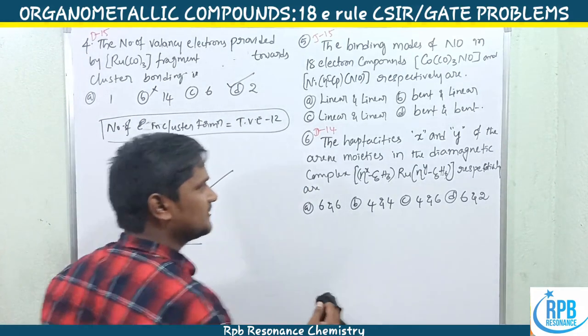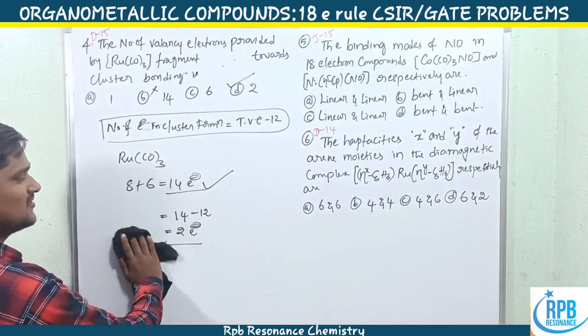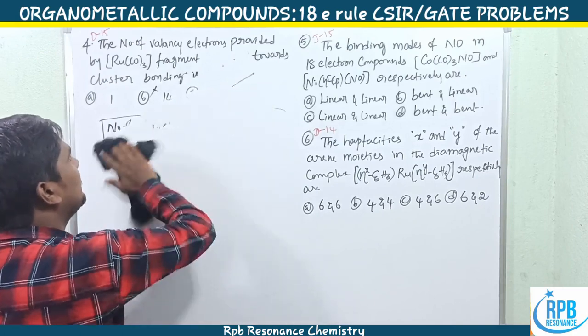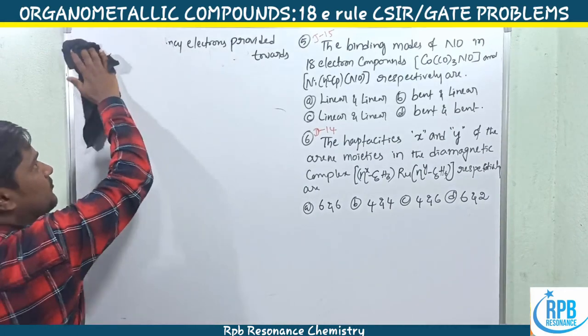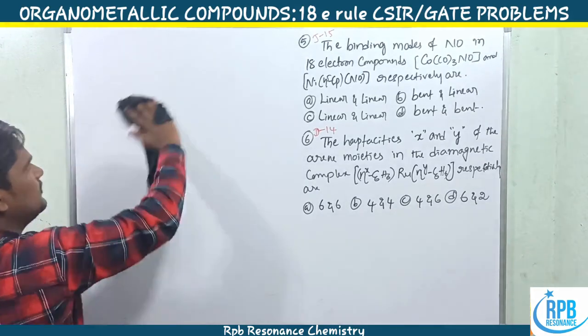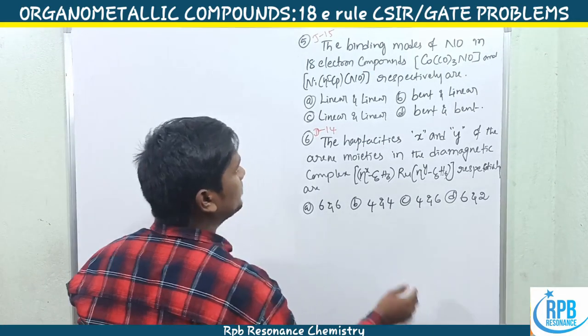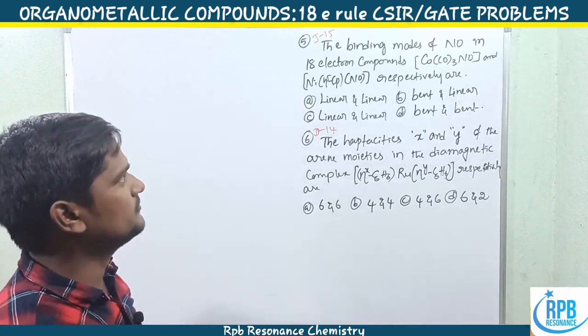So these are somewhat twist-based questions. Okay, so option D is correct in question number 5. Question number 4 is given in December 2015. Now let's look at problem number 5. That is June 2015.